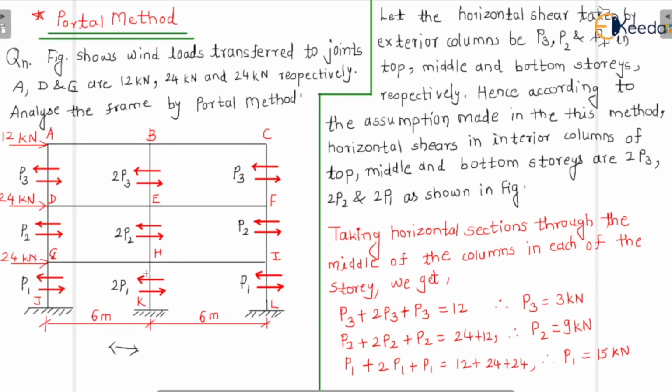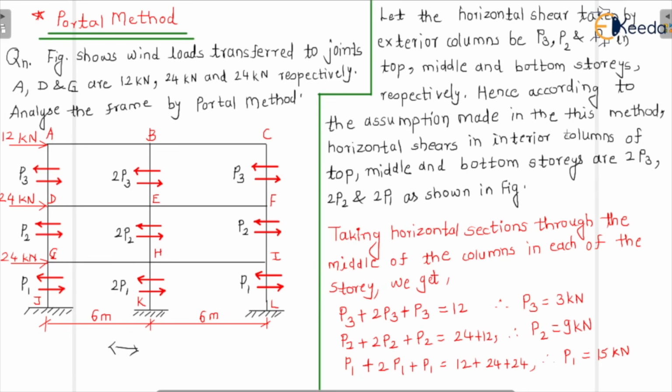The middle columns will carry double the force. Suppose, let's consider P1, P2, P3. For every story, let's call those forces P1, P2 and P3, the end forces. Whatever the intermediate columns carry, the forces will be double of it. So let us consider the horizontal shear taken by exterior columns, that is P1, P2, P3. They are the shear forces.